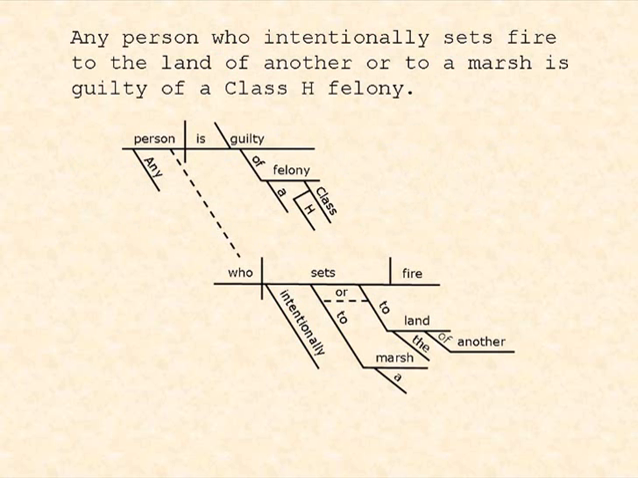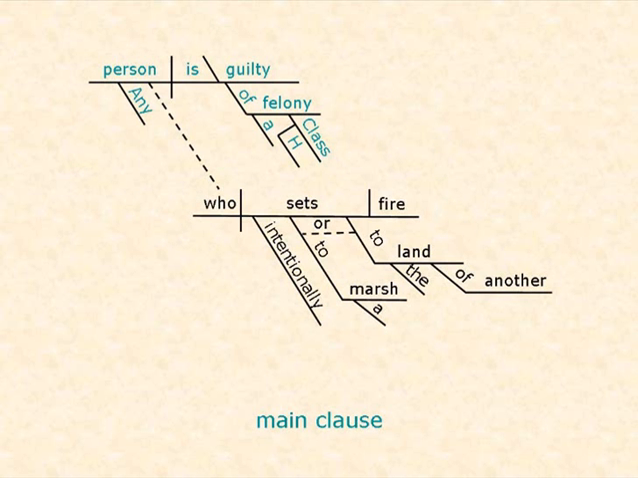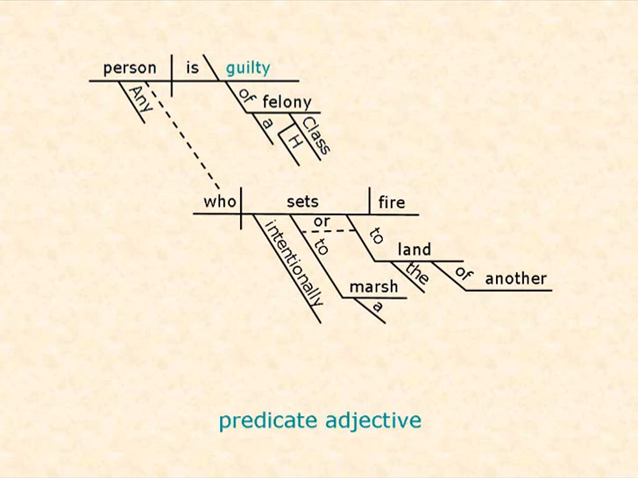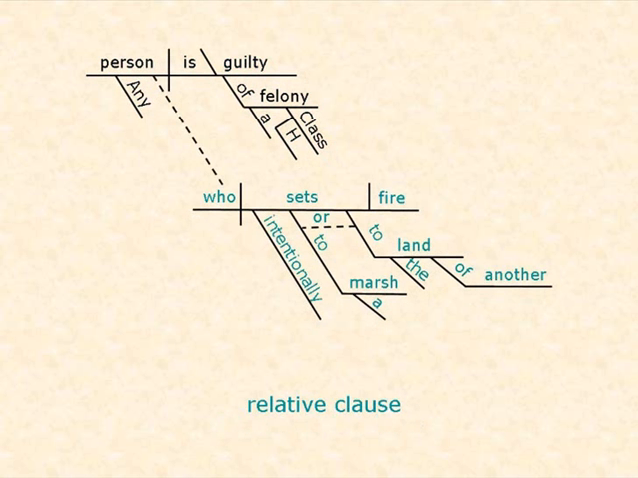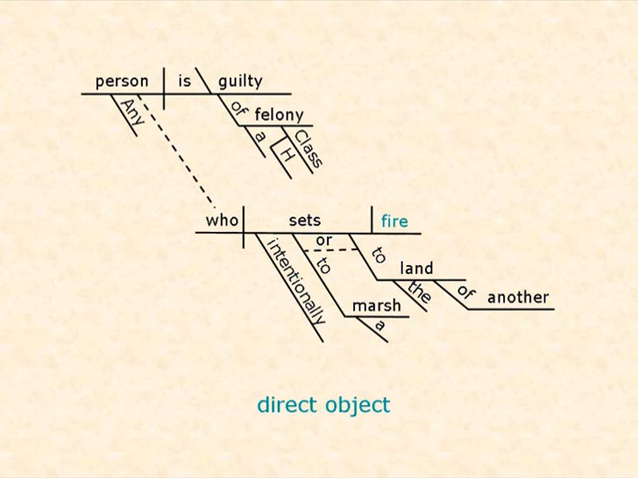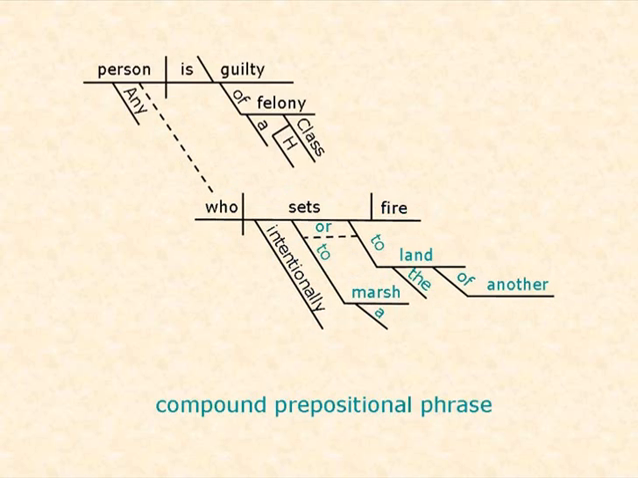Any person is guilty of a Class H felony is the main clause. Guilty is the predicate adjective in the main clause. Who intentionally sets fire to a marsh or to the land of another is the relative clause. Fire is the direct object in the relative clause. And to a marsh or to the land of another is the compound prepositional phrase.